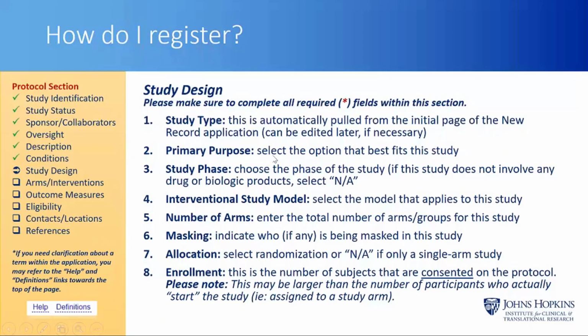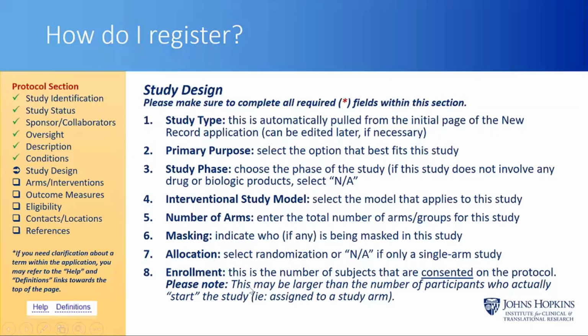This is all pretty straightforward: the purpose, the study phase, the model, whether it's parallel or sequential, and the number of arms. Even if it's only a single arm study, you still have to specify one arm. Then you'll have to name that arm and give the arm description. But even if it's a single arm study, please specify it. And if you're randomizing, you can put that here.